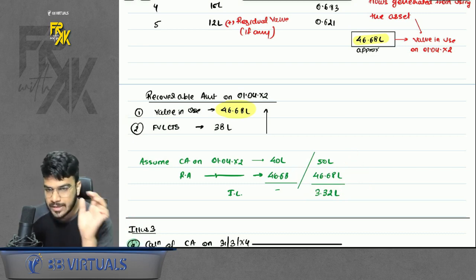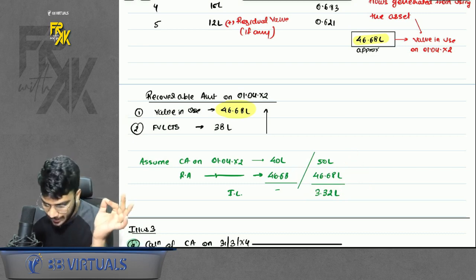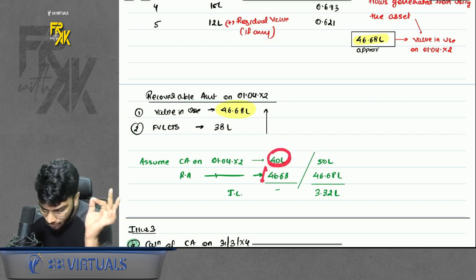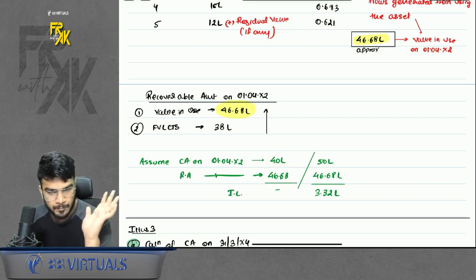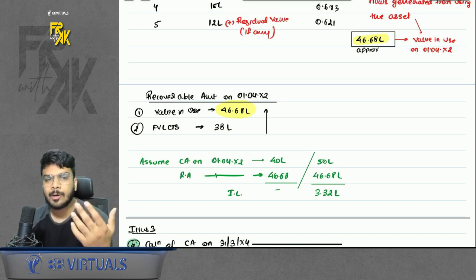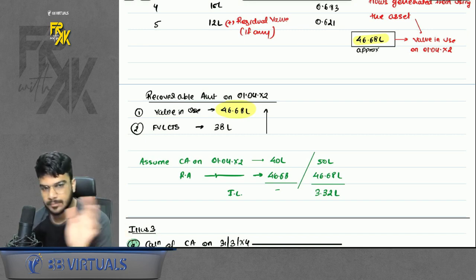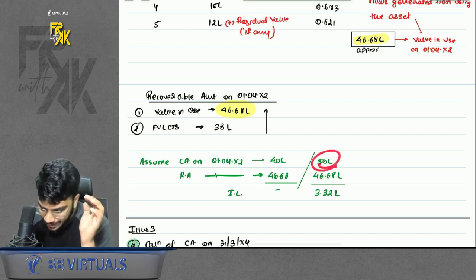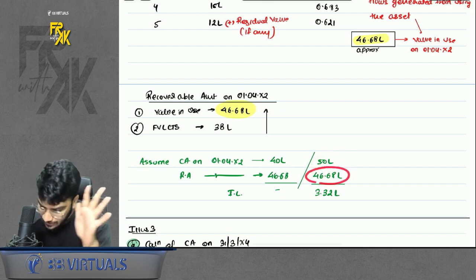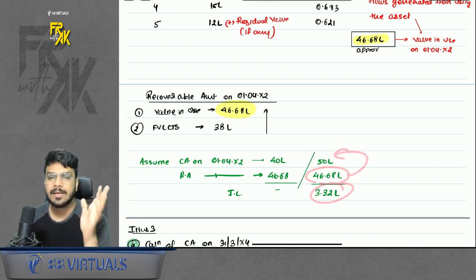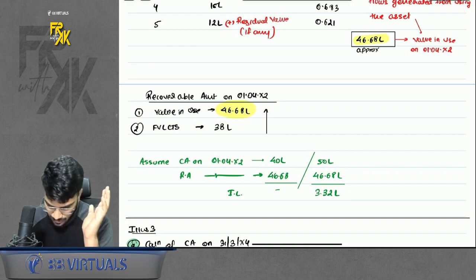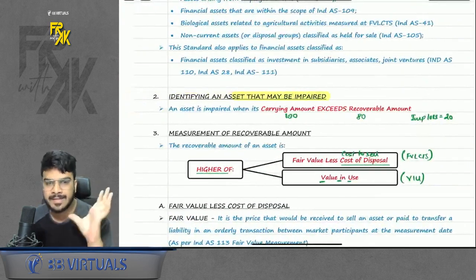Don't get confused about whichever is higher, whichever is lower. Just apply basic logic: if your carrying amount is 40 lakhs and your recoverable amount is 46.8, that means you are going to recover more than your carrying amount. There is no impairment. But if your carrying amount is 50 and you will not even recover your carrying amount, that means your asset is impaired. So you will book an impairment loss. I hope this clarifies the basics for you.